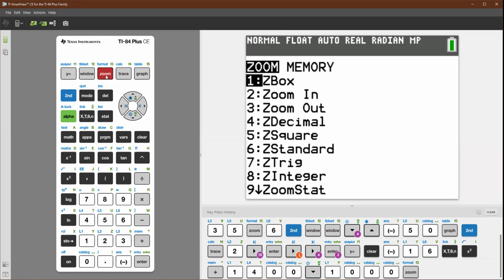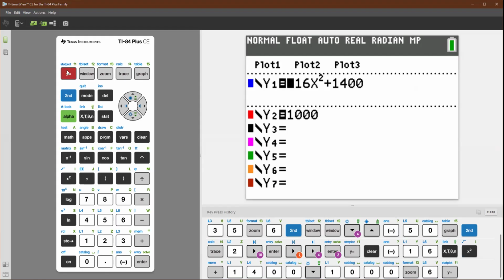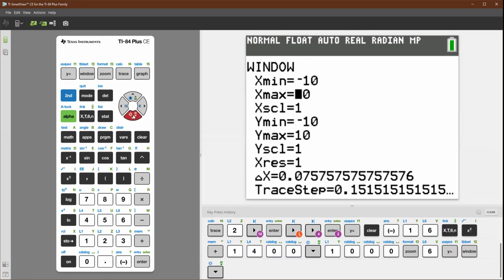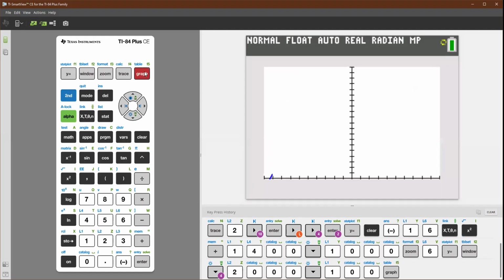So I like to do zoom 6 just to give me a standard window, and that is nowhere near what I want it to be. But I know the y functions that I'm plotting. One has a y-intercept of 1,400. The other is a horizontal line at 1,000. So in my window, I'm going to make my y max 2,000. Well, it could be 1,500 to include both, but 2,000 is good. And I'll make this 100, just so I won't have all those tick marks. Let's graph it and see.